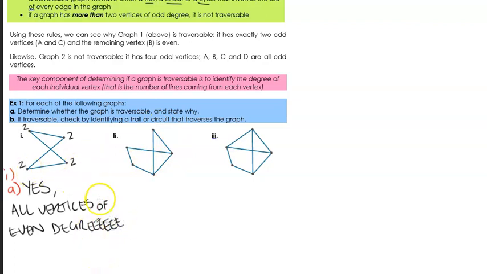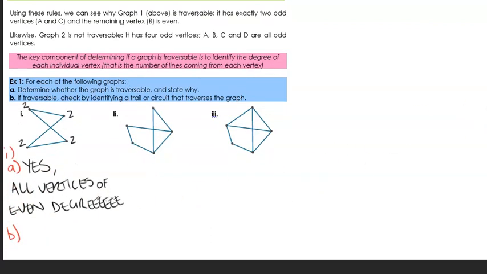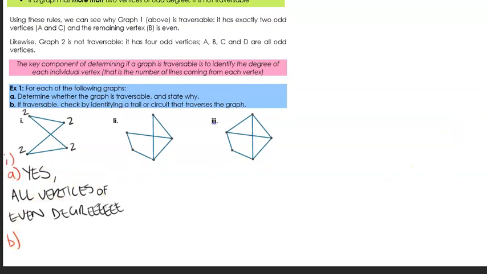Why not? So all of the vertices are even degree. And the second thing we're going to check is if it is traversable, which in this case it is. We're going to check by identifying if it is either a trail or circuit that traverses the actual graph itself. You've got to remember that the difference between a circuit and a trail is just based on whether we're starting and ending at the same vertex or not.